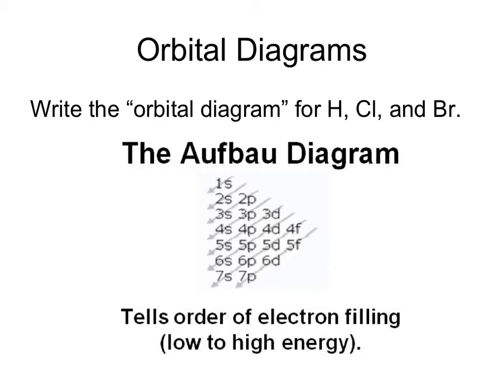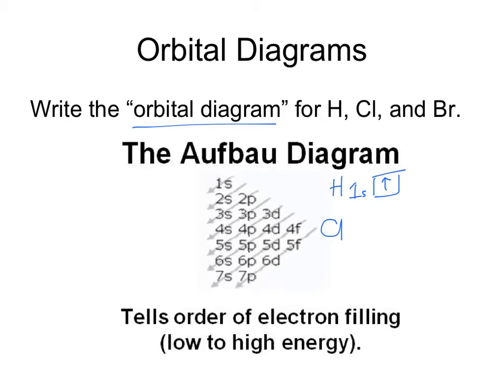So, some practice. Write out the orbital diagram for hydrogen, chlorine, and bromine. Diagrams are going to be the boxes with the arrows. For hydrogen, it's pretty easy. You have your 1s box and 1 electron in there. Chlorine has 17 electrons.